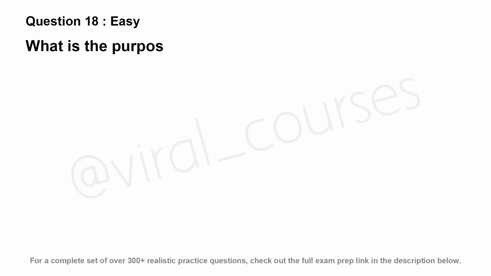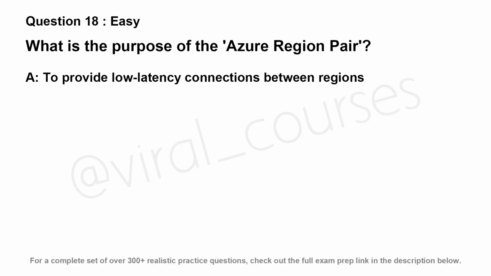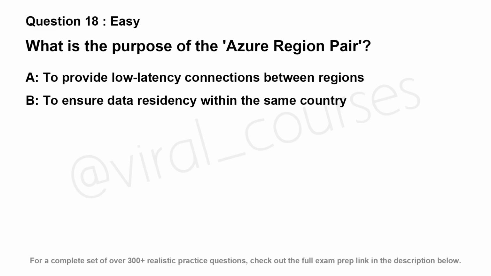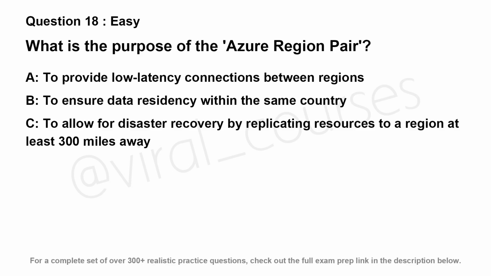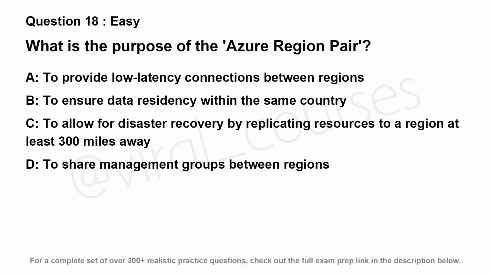What is the purpose of the Azure region pair? Option A. To provide low latency connections between regions. Option B. To ensure data residency within the same country. Option C. To allow for disaster recovery by replicating resources to a region at least 300 miles away. Option D. To share management groups between regions.